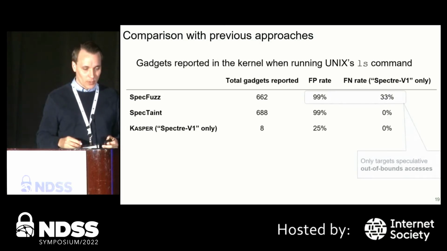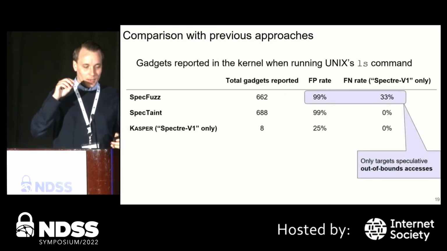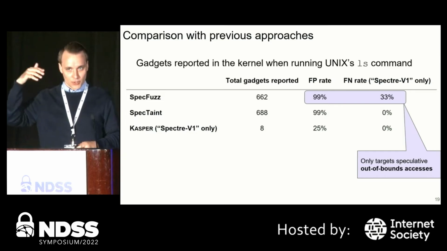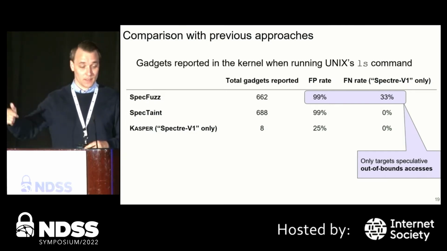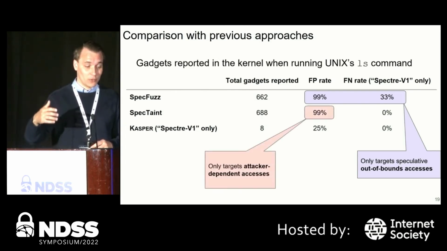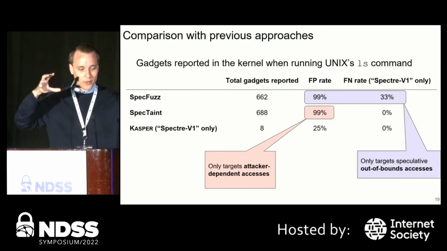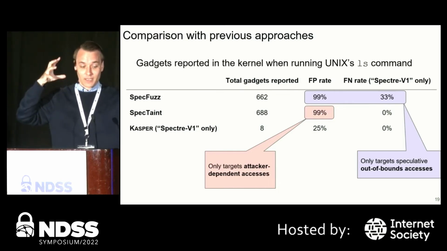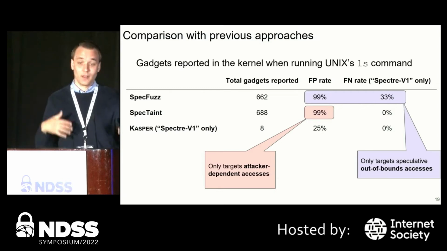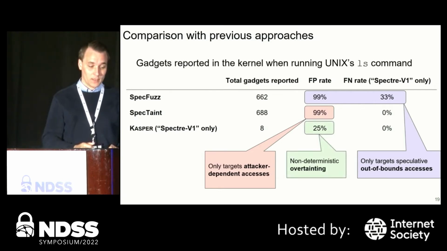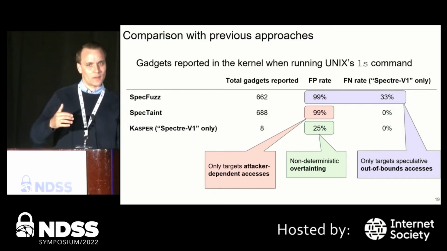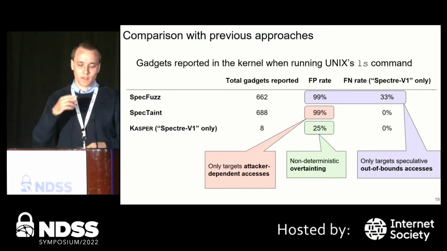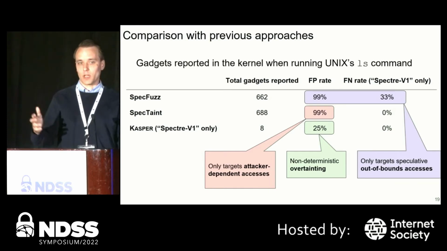The first takeaway is that SpecFuzz targets just the pattern, as we said before. It only targets speculative out-of-bounds accesses. As we can see, this leads to high false positives and high false negatives. SpecTaint, similarly, only targets this pattern of identifying attacker-dependent accesses. It also has high false positives. And in our tool, we had some non-deterministic over-tainting that we observed on some runs. This appears on some runs, but not others, because there is some non-determinism in the kernel.